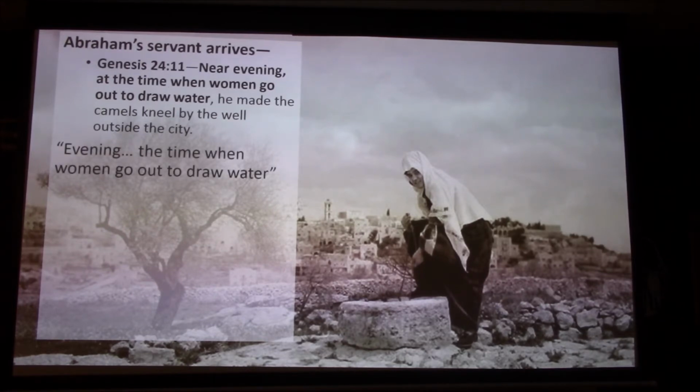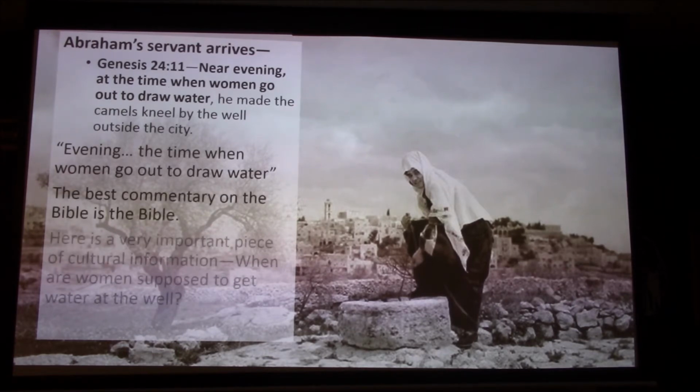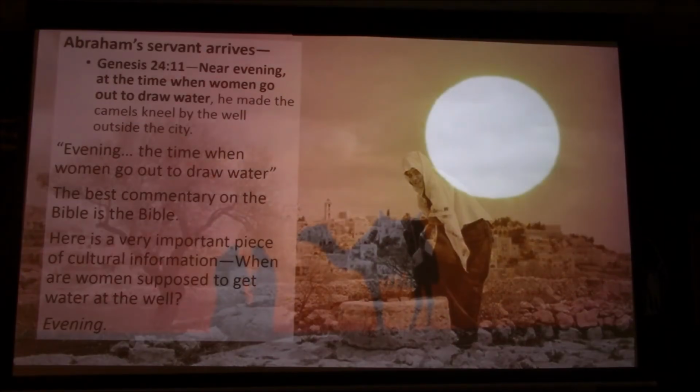Evening, the time when women go out to draw water. Best commentary on the Bible is the Bible. Here has been given to you a very important piece of cultural information. When are women supposed to get water at the well? In the morning. In the evening. And you're right, also at morning. But they don't tell you that there. They just told you evening, but that's fine. In morning or evening is the time; this text says evening. That's the time women go to the well.